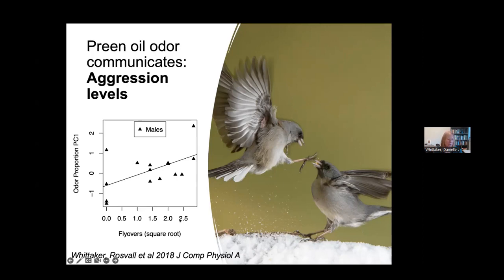And when we took that data and compared it to the odor of their preen oil, so this is a compound measure. It's not that important, but this is a measure of the different compounds in their preen oil. We see a significant positive correlation between their odor and how aggressive they were. So that's other information that the birds can get through smell.